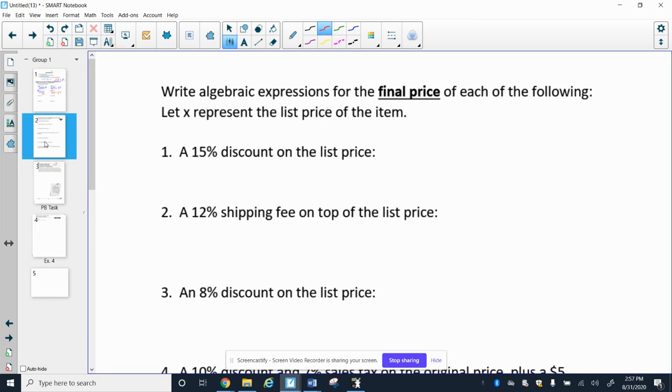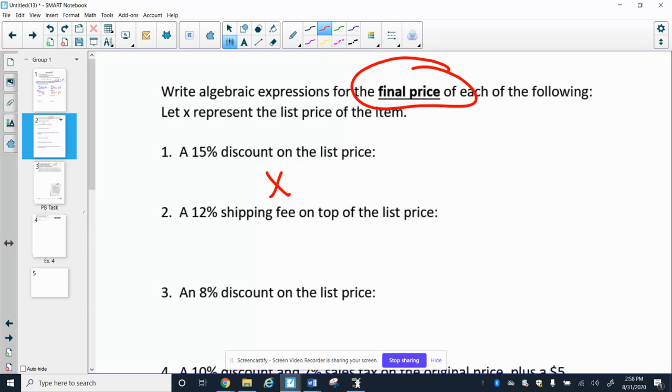We're trying to write an expression that represents the final price, what we actually paid. For problems like this, we always have to start with that list price, and the list price again is just X. So let's start by writing out our X. If our expression just said X, that is representing the list price. Now we need to manipulate that list price in whatever way it says.